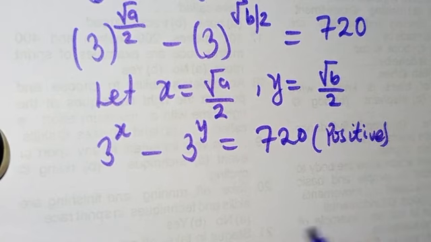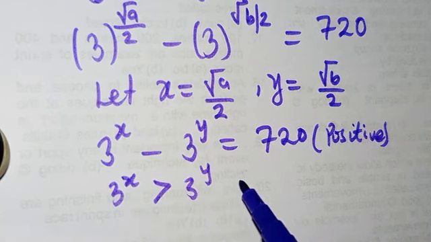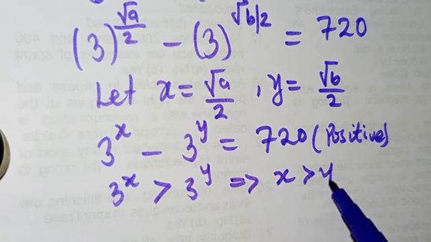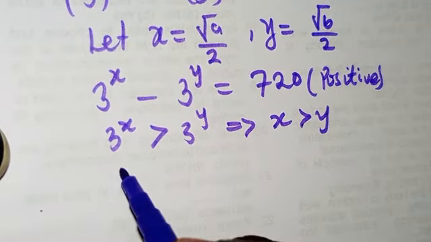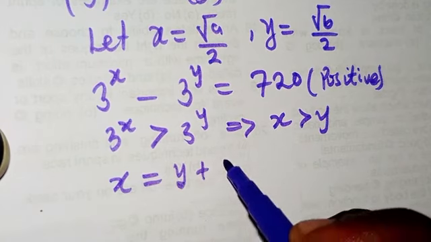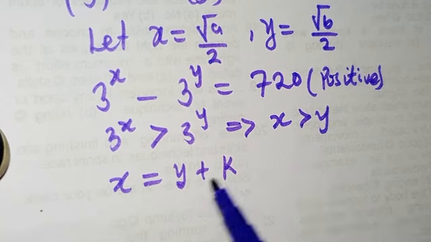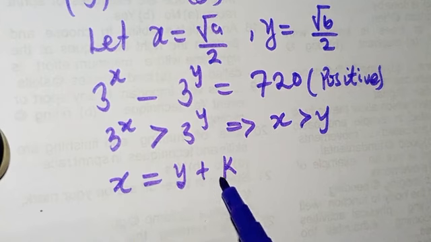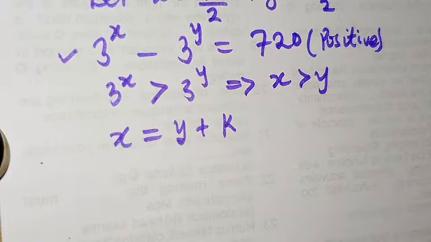This gives positive. It means 3 to the power x is greater than 3 to the power y, which implies that x will be greater than y. So now for x to be greater than y, we are going to have x equals y plus another certain value. Let's represent that value to be k, because for x to be greater than y, it means that x must be greater than y by a particular number k, and this is the k here.